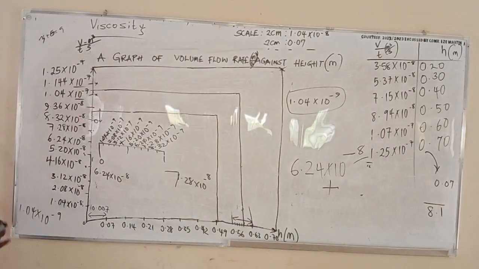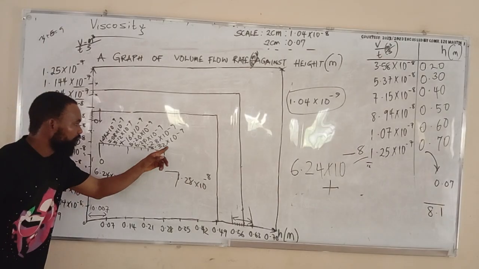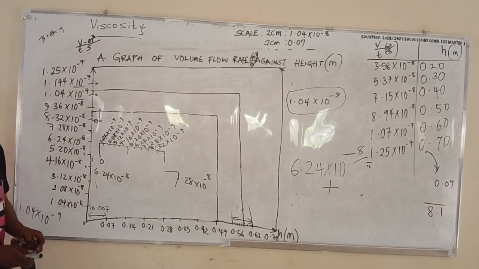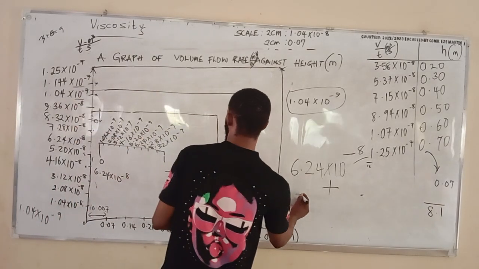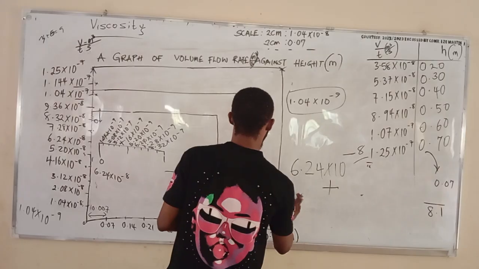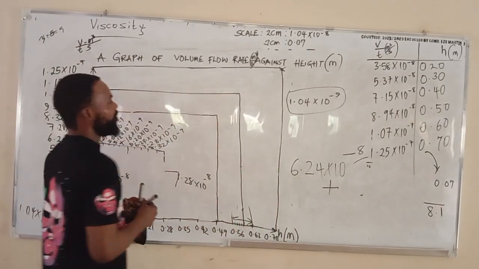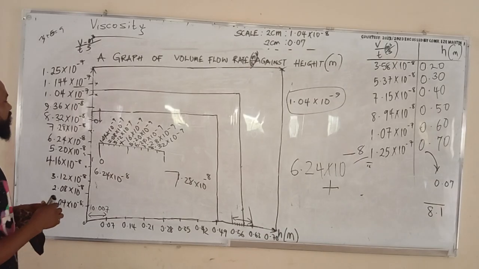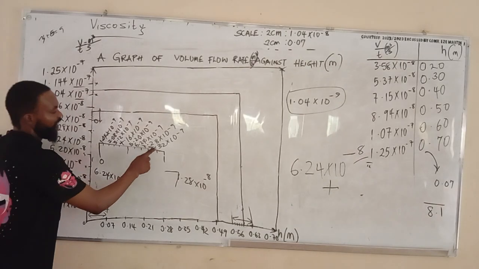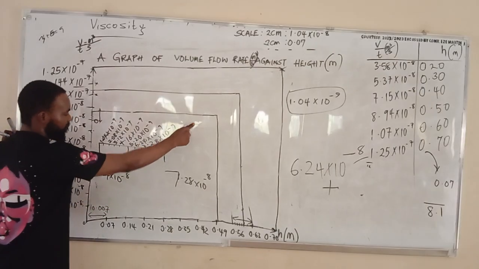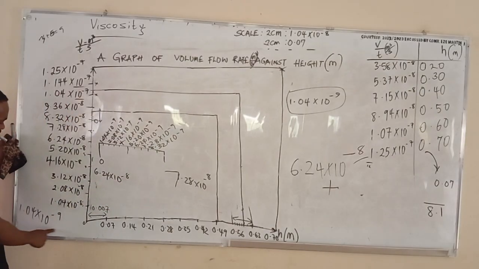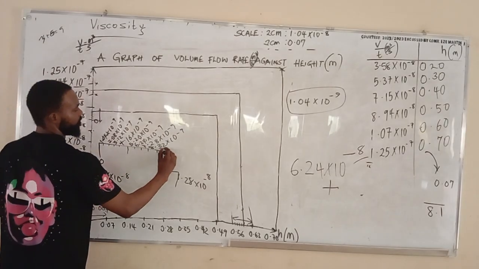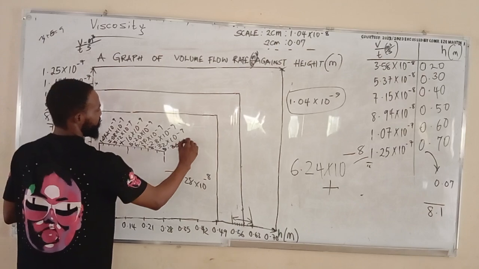Okay, now do for me 8.32 times 10 raised to the power minus 9 plus this 6.24 times 10 raised to the power minus 8 that is here. 7.072. Alright. Okay, if I do 8.32 times 10 raised to the power minus 9 plus 1.04 times 10 raised to the power minus 9, do it for me. 9.36.